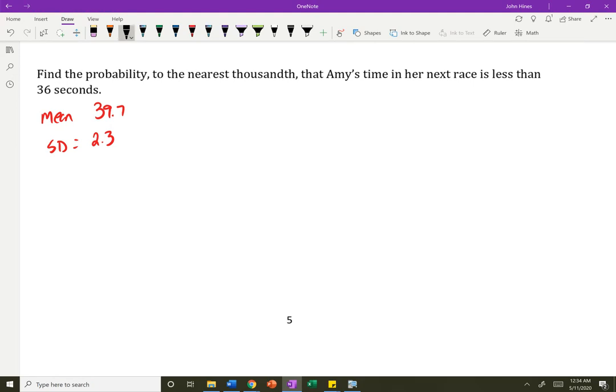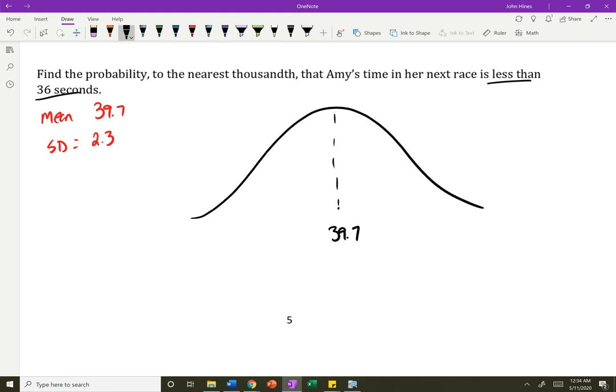Find the probability to the nearest thousandth that Amy's time of her next race is less than 36 seconds. So step 1 is draw a picture. Draw a normal curve. We're going to try that one more time. There we go. What goes in the center? The average goes in the center. And I want to know that her time is less than 36. So here's 36. I want to be smaller than that.